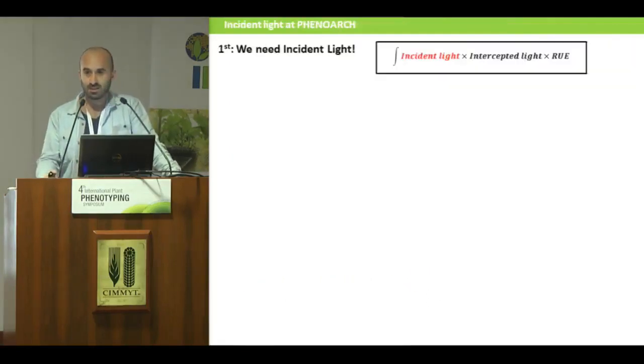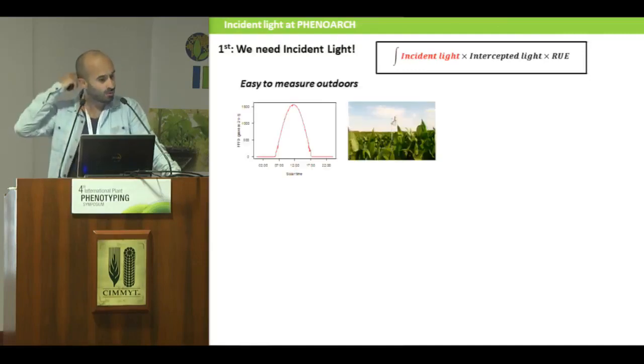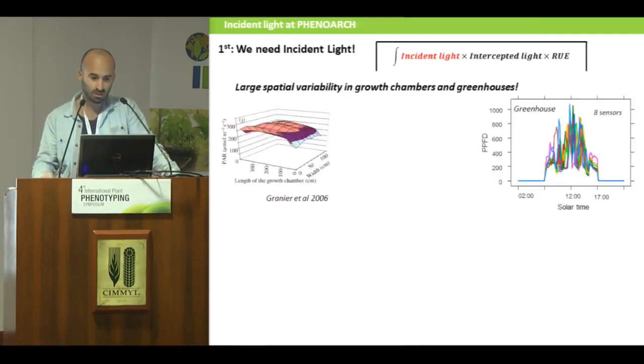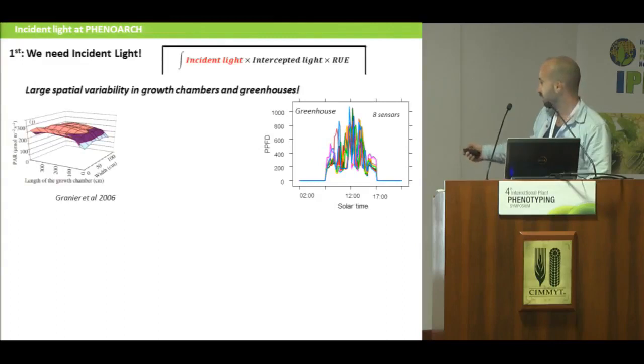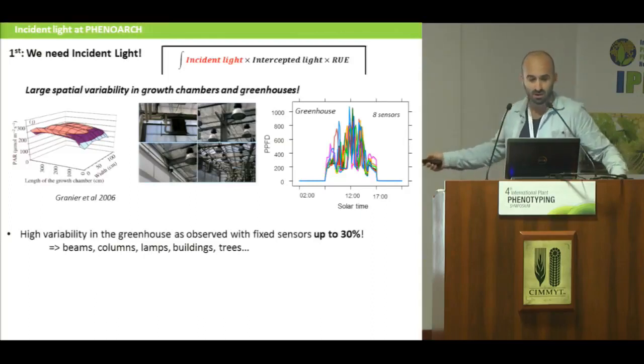So the first thing we need is the incident light. While this is quite obvious when you go to the field, where you have no problems estimating this incident light, when you go to growth chambers or greenhouses, we see that there's a large spatial variability of light. Here we see the output of 8 PAR sensors in the greenhouse, yielding a significant variation in available light. This is explained by the number of structures, lamps, shades, columns, beams, and also the surrounding buildings and even trees that are blocking this light, and they produce a spatial and temporal variability that can go up to 30%.